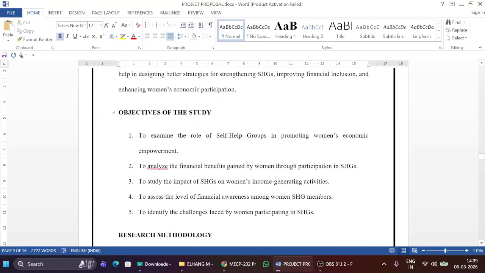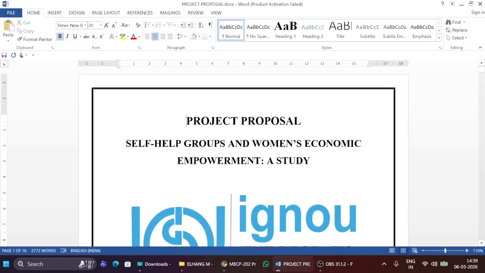Then objectives of the study. The objectives should be correlated with the title of the study. Like we are studying economic development. What is the title? Self-help groups and women's economic development.